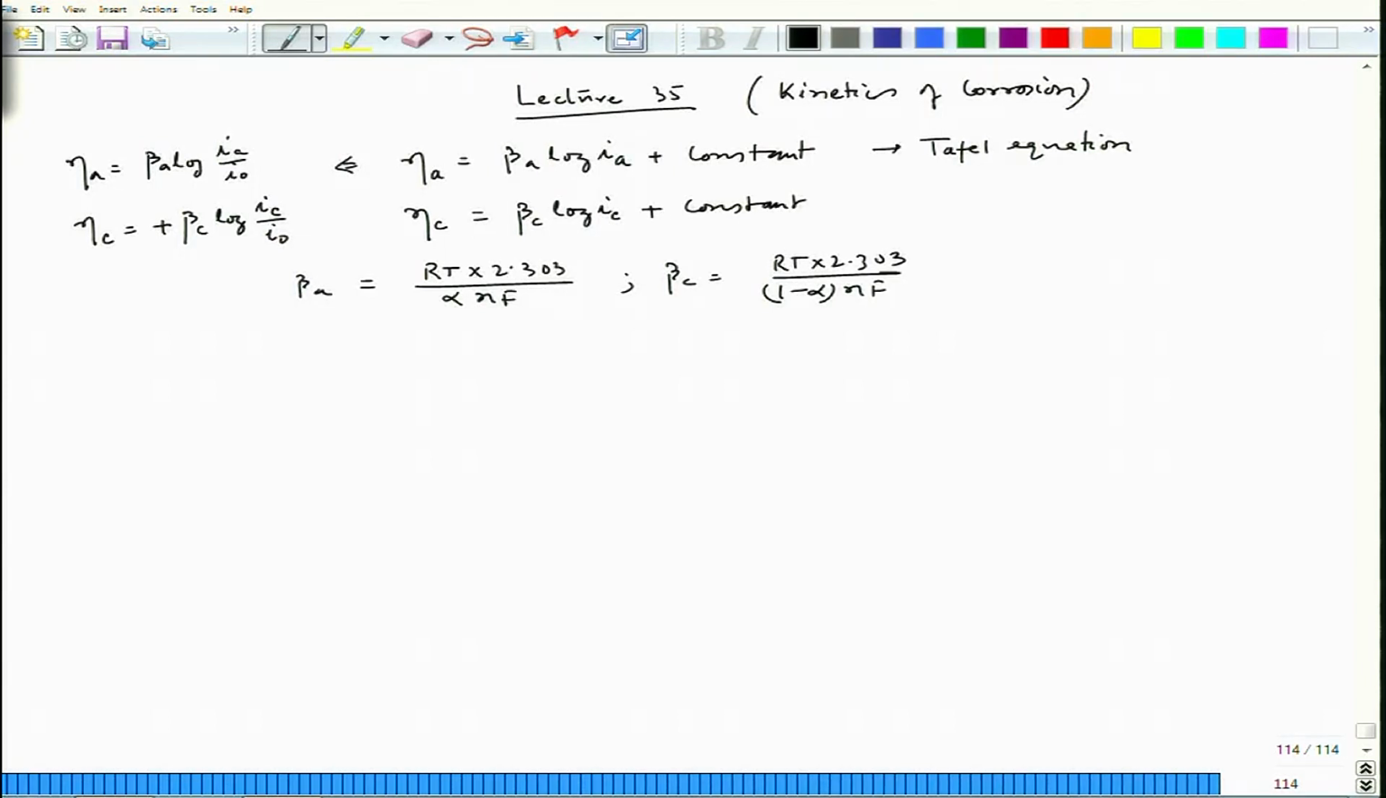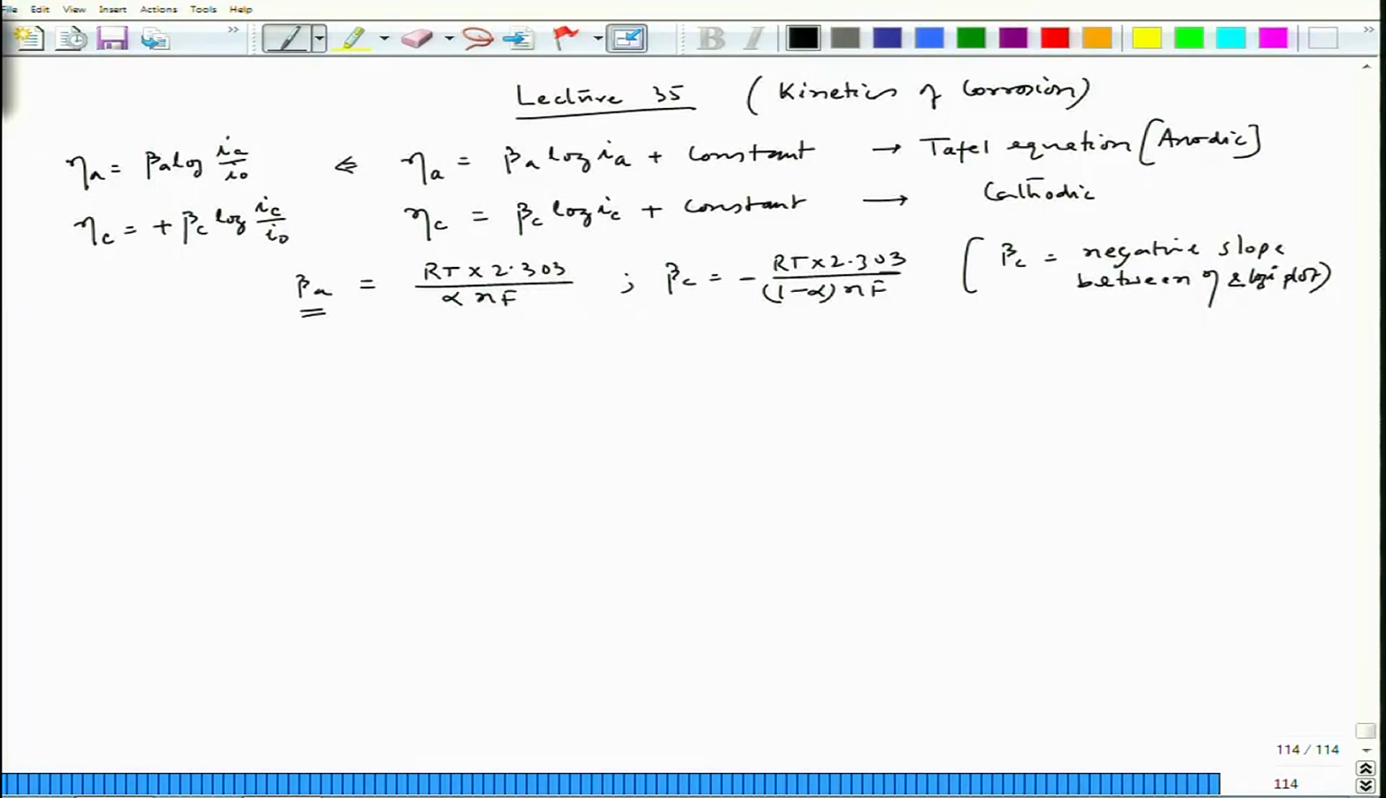These two equations are the same as Tafel. This is for anodic, and this is for cathodic Tafel equation, and the minus sign is incorporated in beta C. So beta C is basically the negative slope between over voltage and log I plot, and this is definitely a positive slope between over voltage and the log I plot, the current density plot, rather.